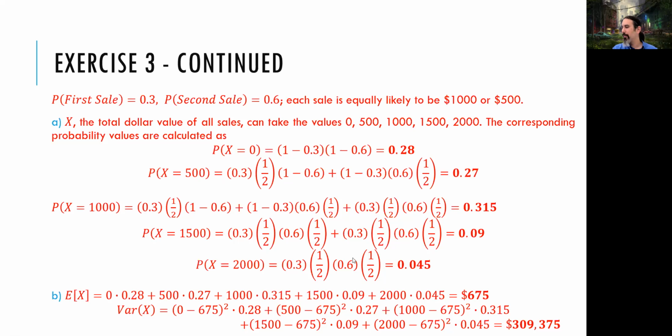$675 expected value of. And the variance is going to be, now in here, we are using the formula where x minus mu is used. So x minus mu square times the probability of x. X minus mu, as you can see here, we have 500 minus 765 square times the probability of 500, etc. So x minus mu square times the probability of x. When we sum these up, we get $309 for our variance.